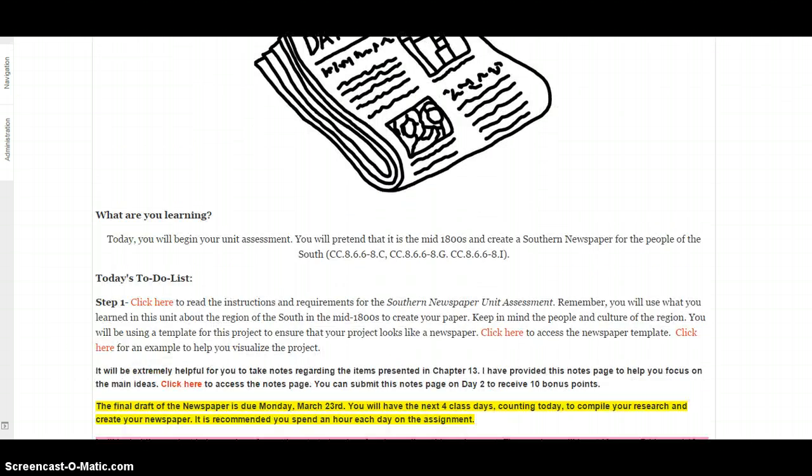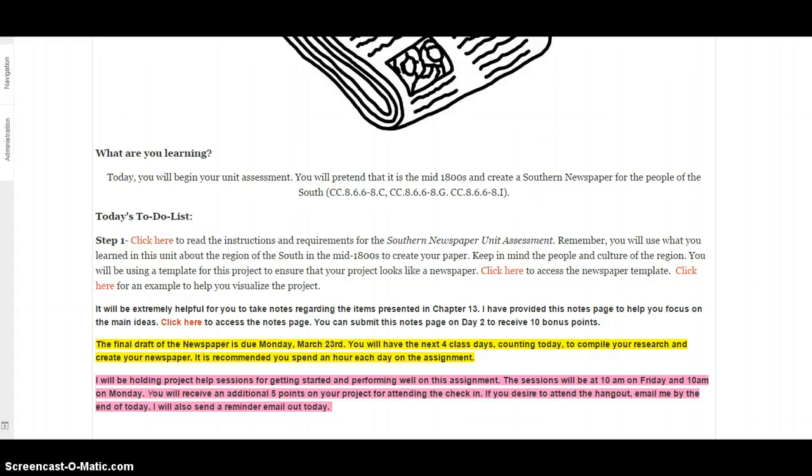So what are we learning? Today you will begin your unit assessment. You will pretend that it is the mid-1800s and create a Southern newspaper for the people of the South. Today's to-do list. Click here to read the instructions and requirements for the Southern newspaper assessment.